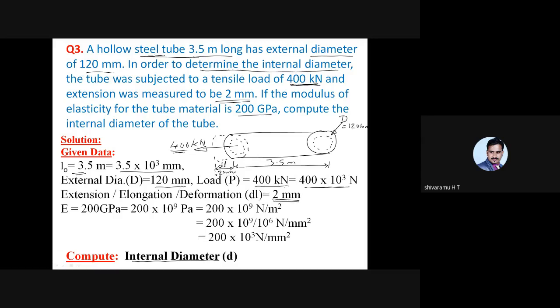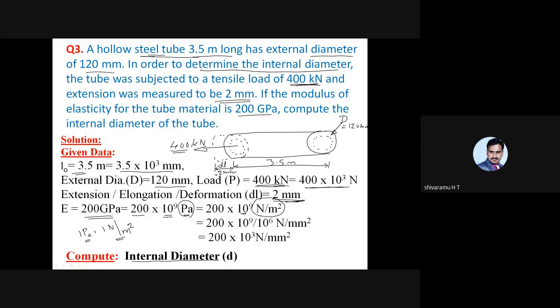With the application of the 400 kilonewton, the tube is deforming with a length of 2 millimeter. The modulus of elasticity for the tube material is given, E is 200 gigapascal, so 200 giga is 10 power 9 pascal. 1 pascal is equal to 1 Newton per square meter. So we can write it as 200 into 10 power 9. Instead of pascal, we can express in terms of Newton per square meter, because 1 pascal will be equal to 1 Newton per square meter.